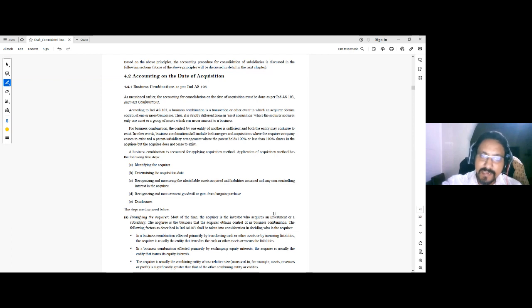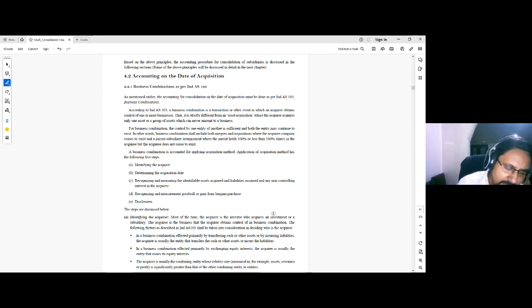So in that case, the second date on which I get the controlling interest, through cumulative voting power being more than 50%, will become the acquisition date. The third step is to recognize, meaning to record and measure, the identifiable assets acquired and liabilities assumed and non-controlling interest in the acquiree.